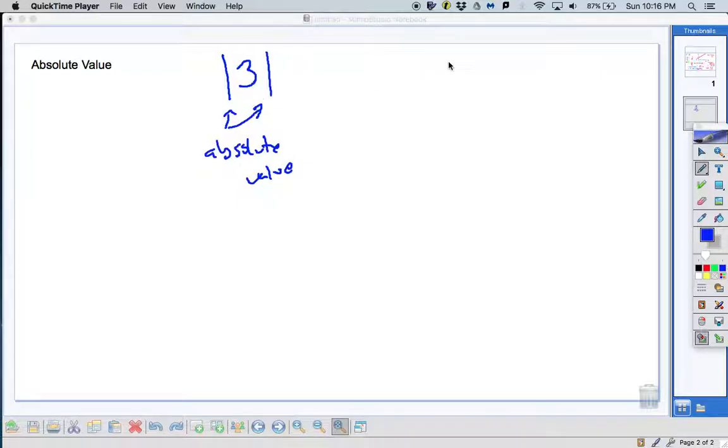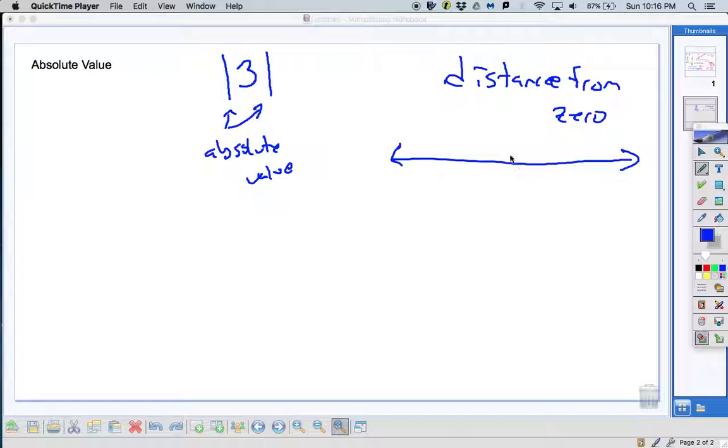Now, what absolute value is by definition is distance. Let me see if I can write that correctly. Distance from 0. So it's how far are we from 0. So if I draw a number line, and I'm looking at the number 3, it wants to know how far it is from 0. Well, let's look. It's 1, 2, 3. So it is 3 units from 0. So the absolute value of 3 is 3.